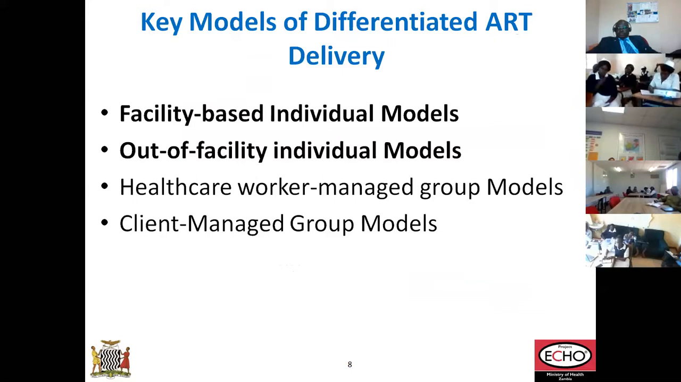So the key models that we have for differentiated ART delivery are facility-based and community-based. The model that Howard University is implementing in all the 4 facilities is facility-based with individual models, but also the fact that within the facility we're doing down referrals. And again, because of the dynamism of HIV management in the country, that has been modified a little bit, and I'm going to talk about it in subsequent slides. Next slide.